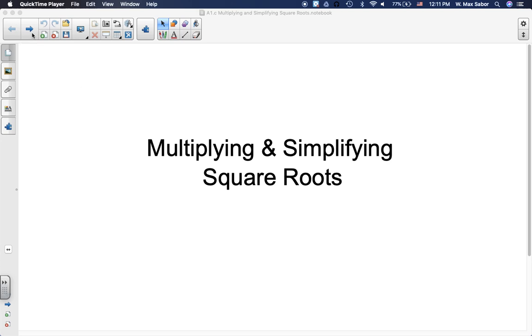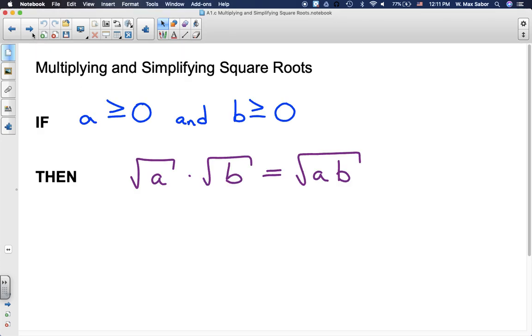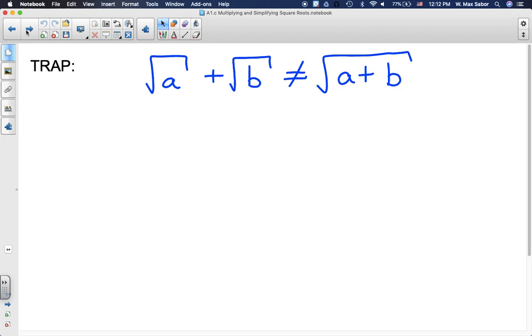How do you multiply and simplify square roots? Well, if you have a square root, it follows this straightforward rule, where if they're both 0 or larger, then you can multiply them together, and it works exactly the way that you expect.